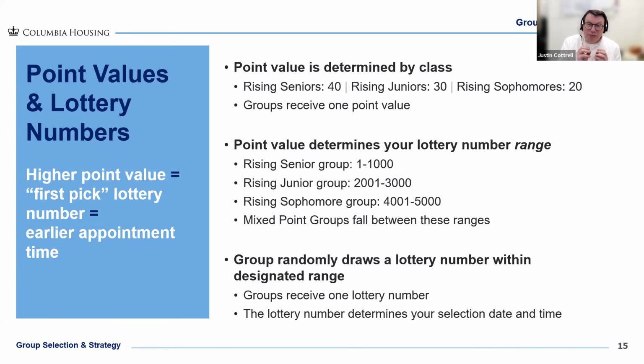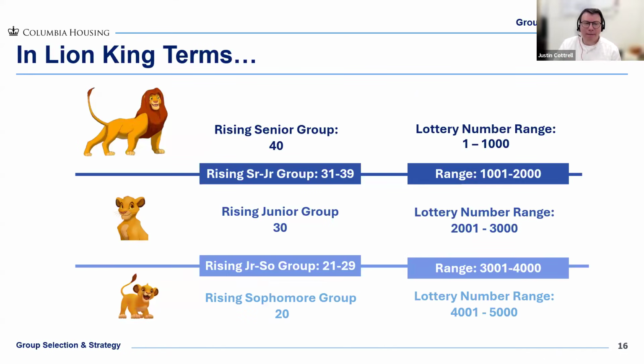Lottery numbers are assigned randomly within that range to ensure fairness because many individual students and groups have the same point value. Here's another way to think about that distinction with the Lion King, since we are the lions.